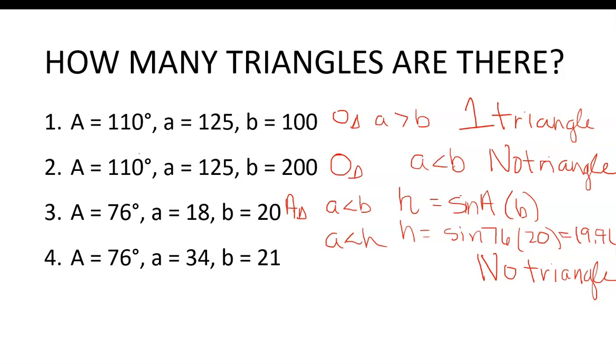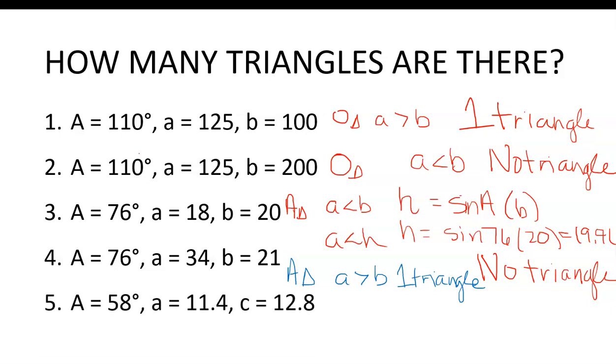Number 4, what I'm going to do here is change the color so we don't get confused. All right, so we have an acute triangle. I can see here that my A is greater than B, and if A is greater than B in an acute, you have one triangle. So you just solve it just like you would in the first couple examples that we did.